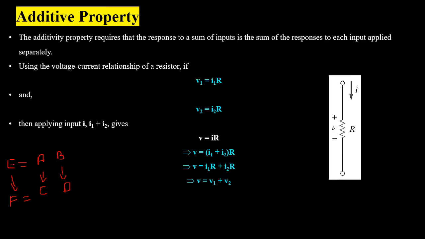The second part of linearity is the additive property. The additive property requires that the response to a sum of inputs is the sum of the responses to each input applied separately. We can say that if we have a system to which we apply two inputs A and B, corresponding to these inputs we will have two outputs, namely C and D. Now if we have another input E, which is the sum of A and B, corresponding to this we have output F. Then according to the additive property, the output F must be equal to the sum of outputs C and D.